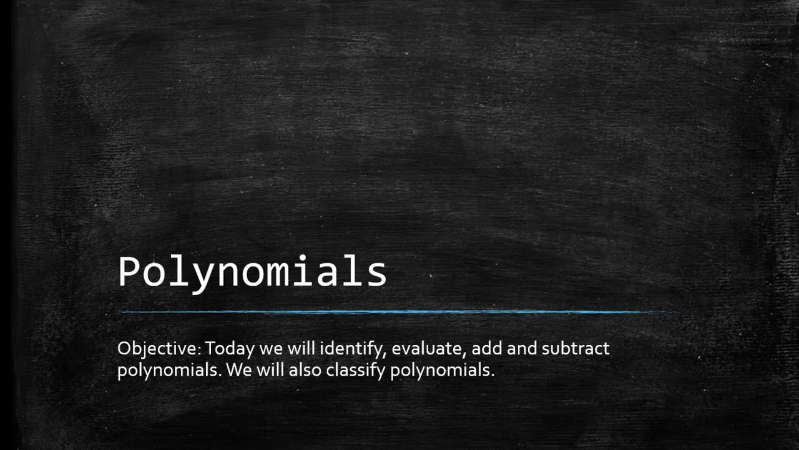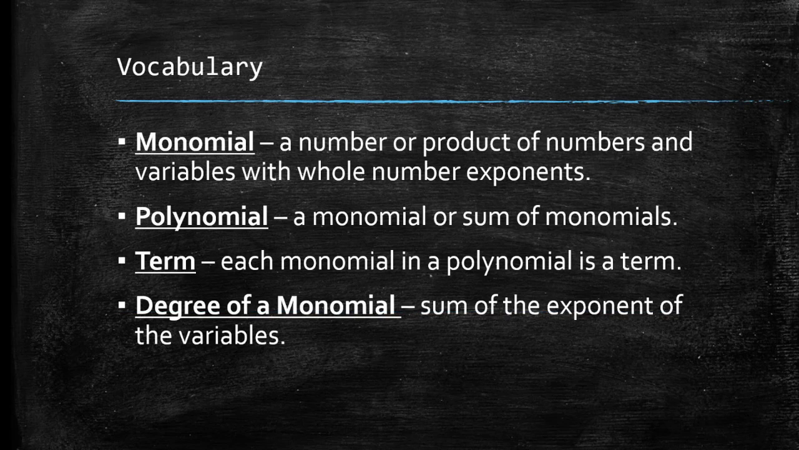Today we will identify, evaluate, add, and subtract polynomials. We will also classify polynomials. So, a monomial is a number, or a product of numbers and variables with whole number exponents. So, multiplication. A polynomial is a monomial or a sum of monomials.